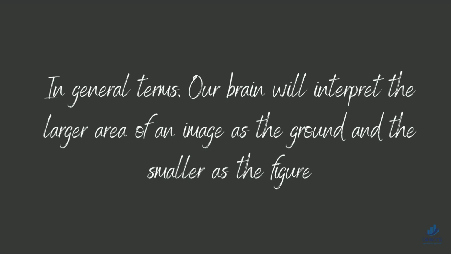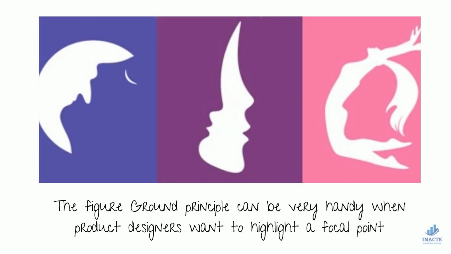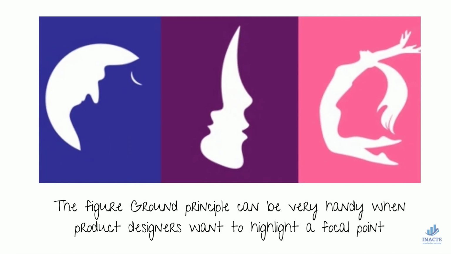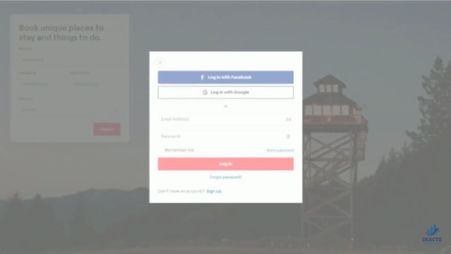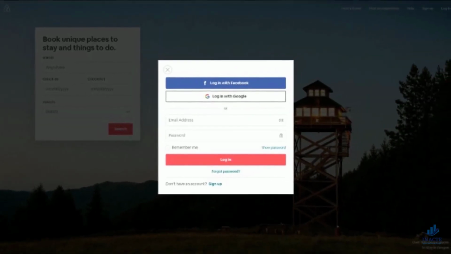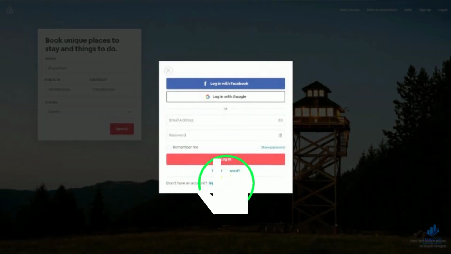The foreground principle can be handy when product designers want to highlight a focal point, particularly when it is active or in use. For example, when a modal window pops up and the rest of the site fades into the background, or when a search bar is clicked on and the contrast is increased between it and the rest of the site.